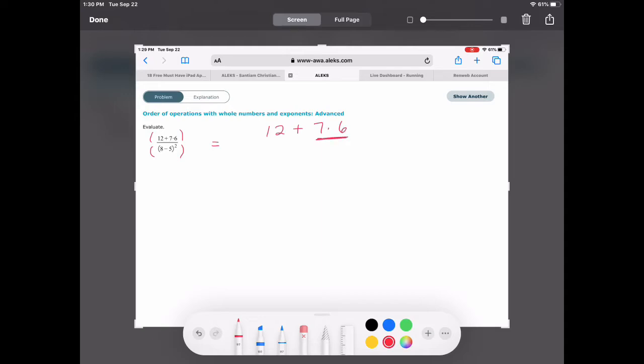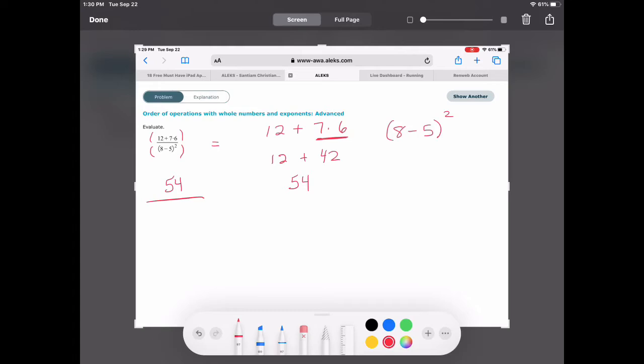Notice that 7 times 6 is 42. That has to happen first. And 12 plus 42 is 54. So that'll go on the top of our fraction. Okay. And on the bottom, we have 8 minus 5 in parentheses squared.